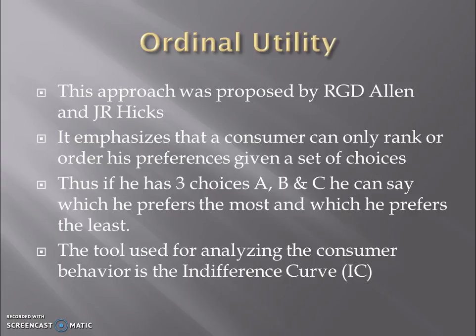The concept of ordinal utility was proposed by R.G.D. Allen and J.R. Hicks and is considered to be an advancement over the cardinal utility approach for measuring the level of utility of an individual. This approach emphasizes that a consumer can only rank or order his preferences given a set of choices. Therefore, if he has three choices, A, B, and C, he can say which of the two he prefers the most and which he prefers the least.